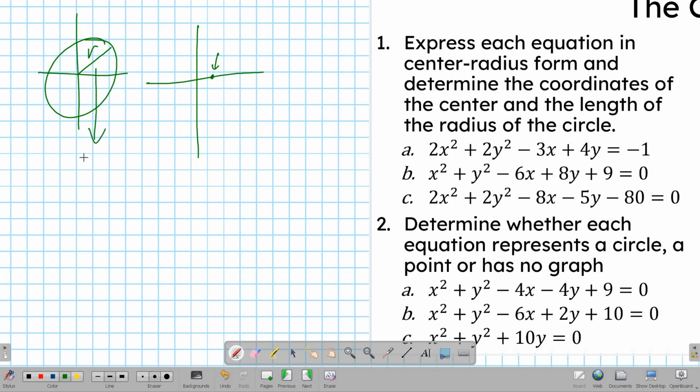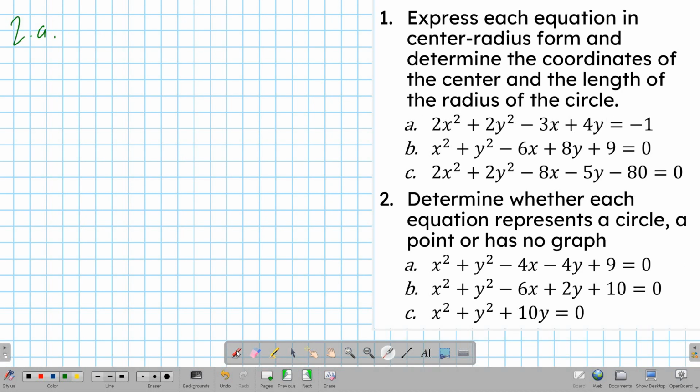If it's really a circle, the length of the radius should be greater than 0. If the length of the radius is equal to 0, then it's a point, because the center exists, but the radius is equal to 0. But if r is less than 0, then there's no circle existing. So we can't just say it's a point. The radius doesn't exist. It's less than 0, so it cannot be. So let's try to determine what kind of graph, if any, is in 2a.